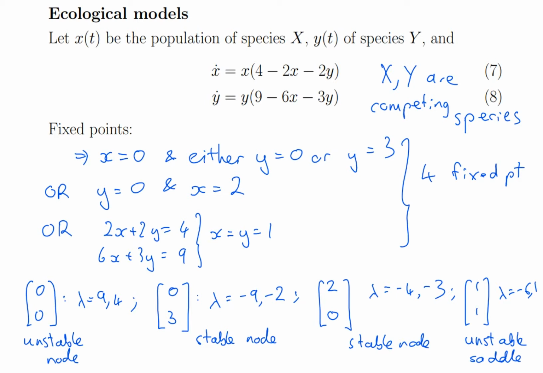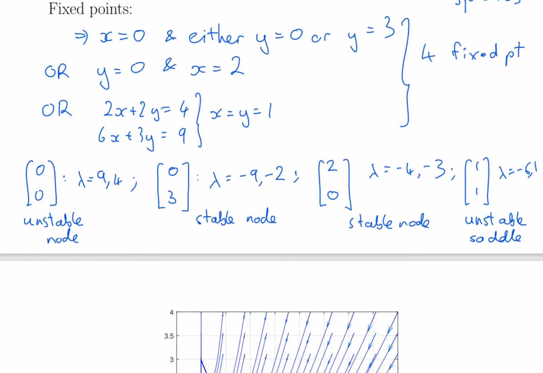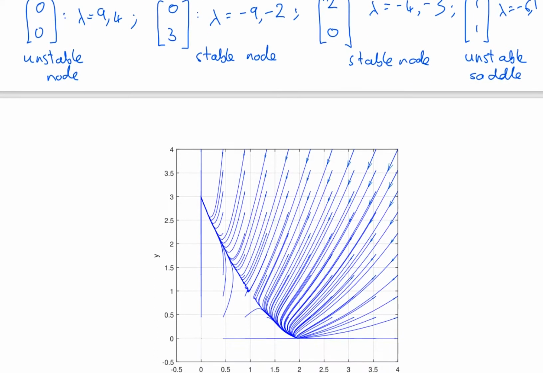But if I have both of them present at their steady state, 1 unit of each, that is an unstable saddle. So that suggests in reality I am not going to see a stable coexistence of both of these species because of the way they compete with each other. So to do more, I can draw the phase portrait, which here has been done numerically.